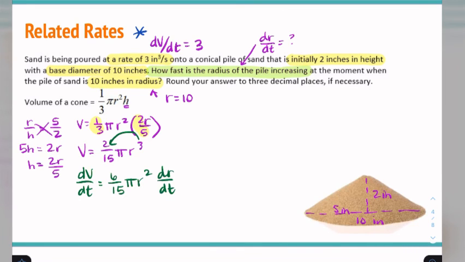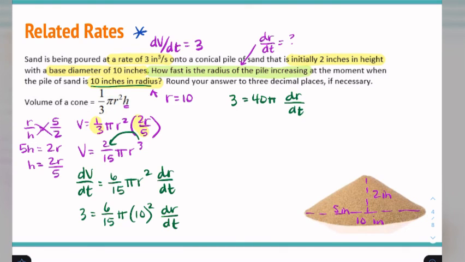Now I can go and plug in everything that I know. So this is going to be 3 equals 6 over 15 pi. I know that the moment we're talking about, my r is 10, dr dt. So 10 squared is going to be 100. 100 times 6 is going to be 600. And then 600 divided by 15 is going to give me 40. So that's going to give me 40 pi dr dt. So dr dt is going to equal 3 over 40 pi, and that is going to be inches per second.